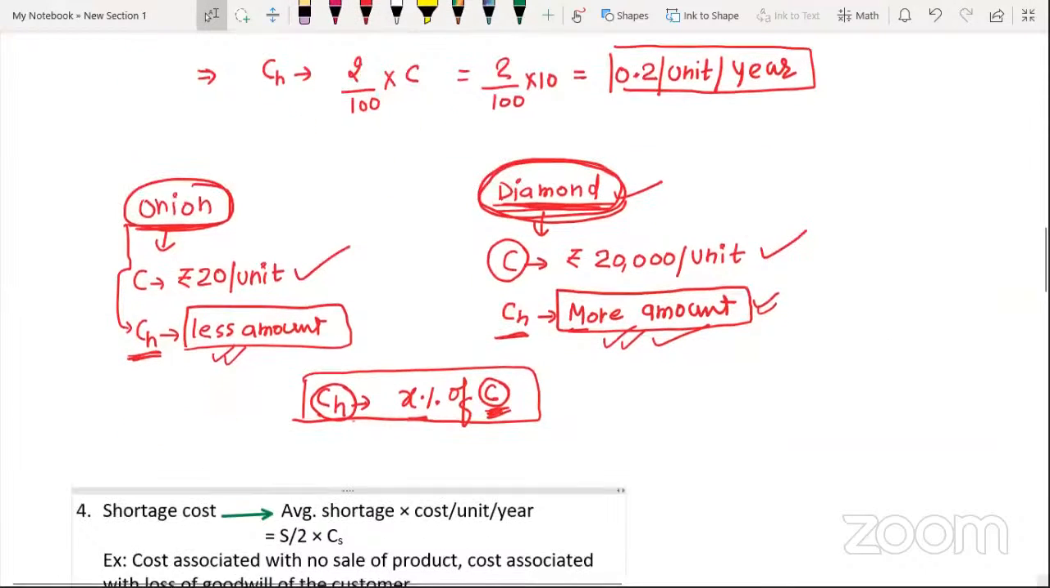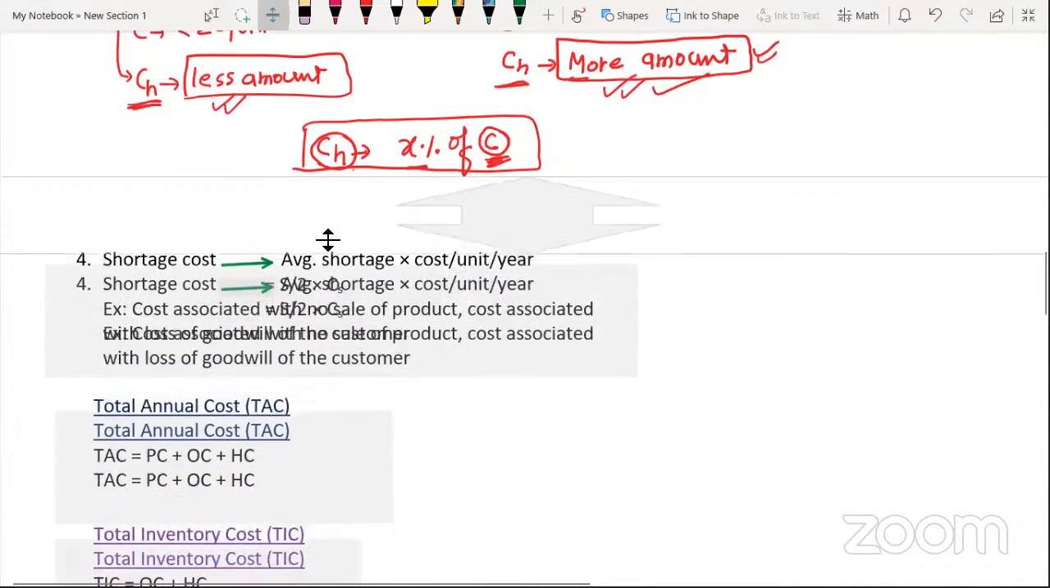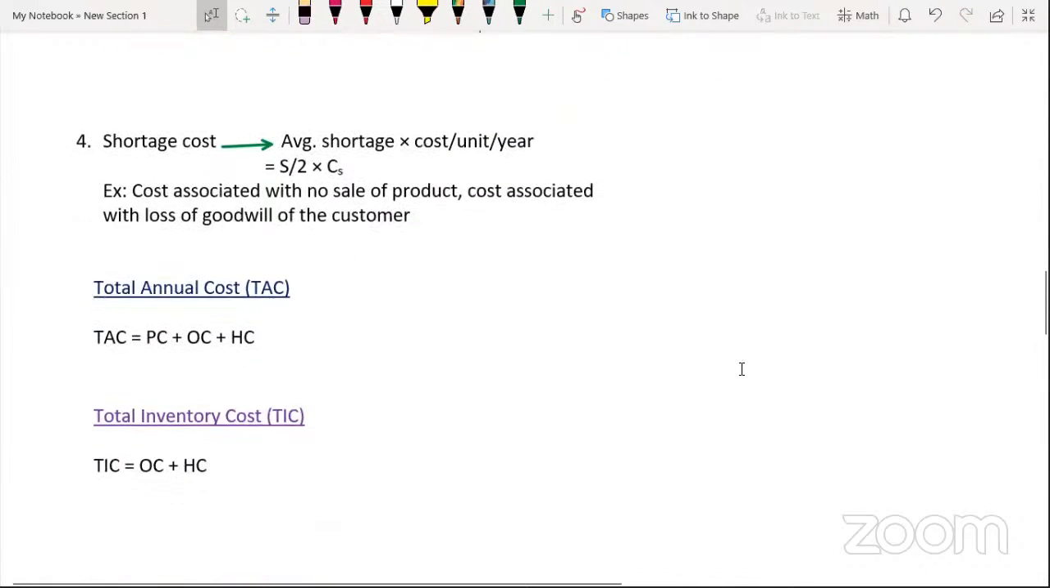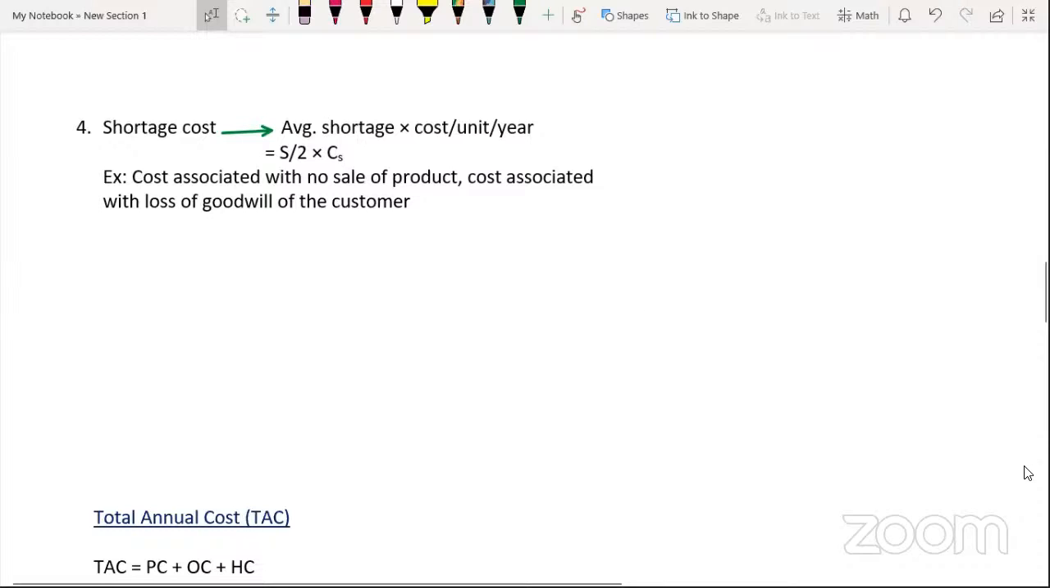Now the last cost we have got is shortage cost. Shortage cost is also defined just like the holding cost. It is defined as average shortage into cost per unit per year. Here also we deal in units per year.